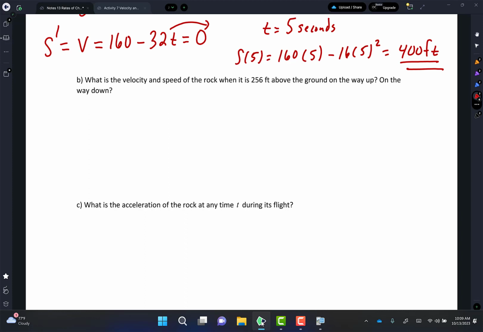What is the velocity and speed of the rock when it is 256 feet above the ground on the way up, on the way down? Okay, so they're asking two questions here. They want to know when it's exactly 256 feet. I already know my velocity equation. I need to figure out at what time I'm at 256.